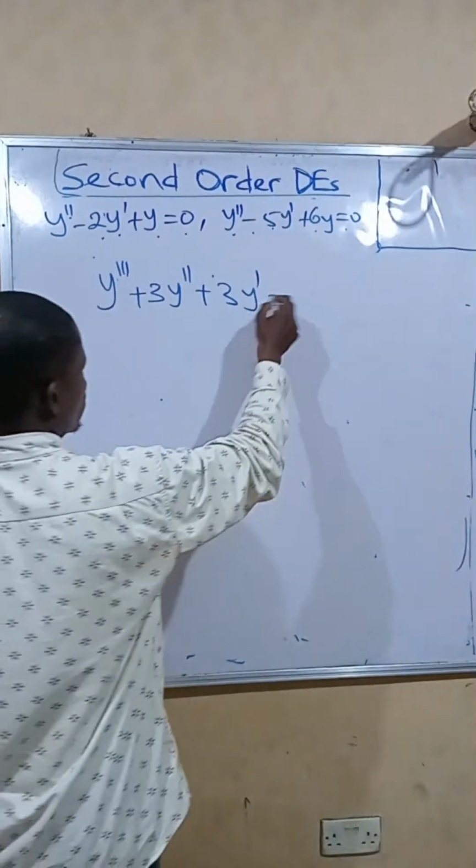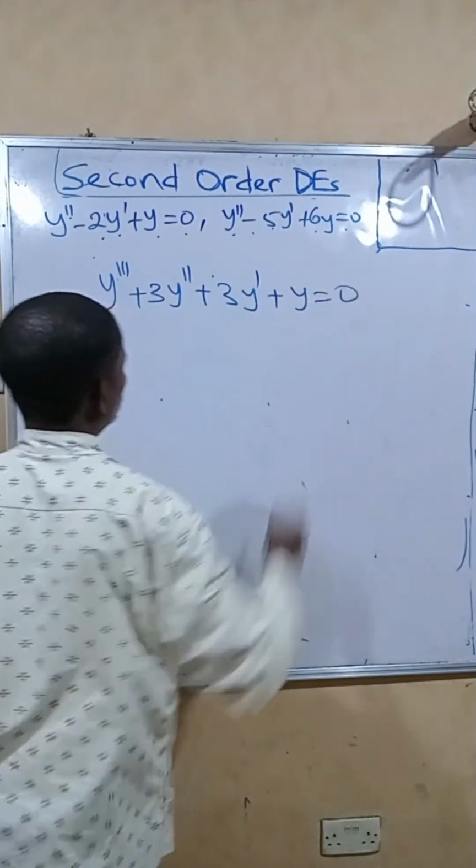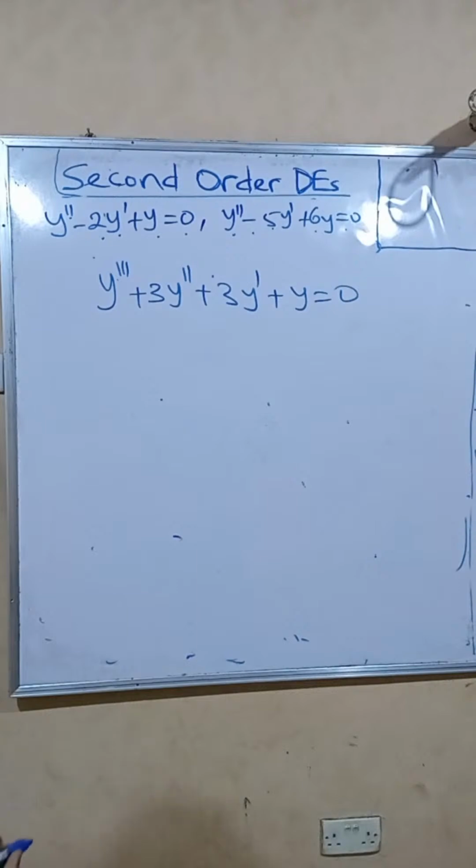The third question: y triple prime plus 3y double prime plus 3y prime plus y equal to 0. So that's what we have there.